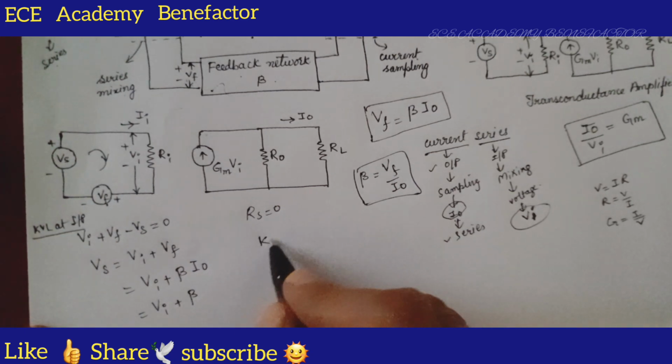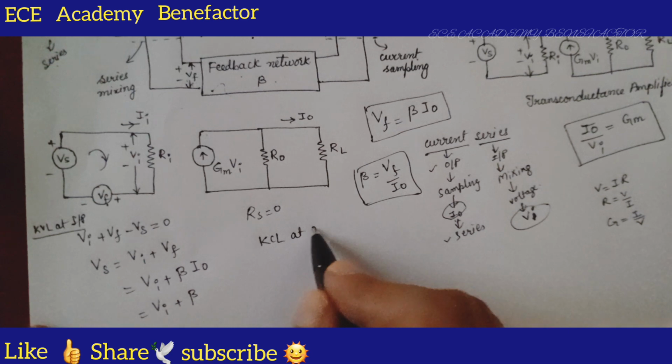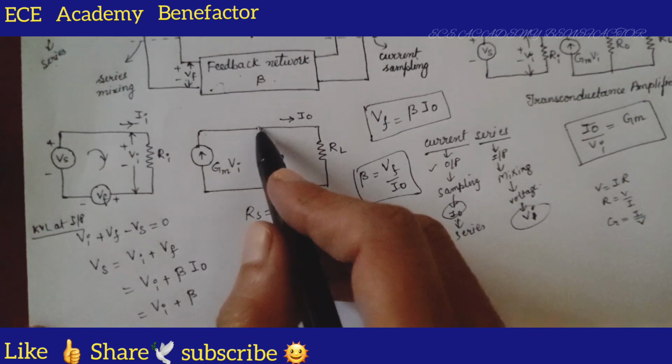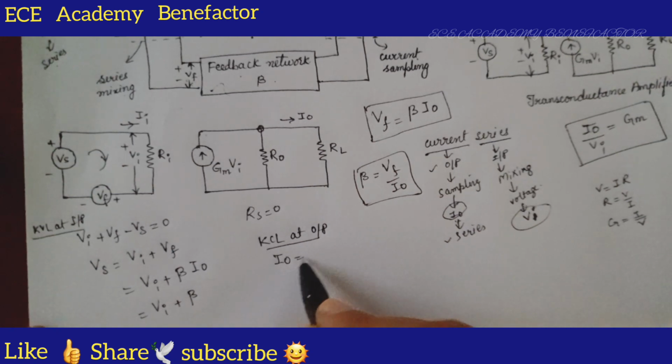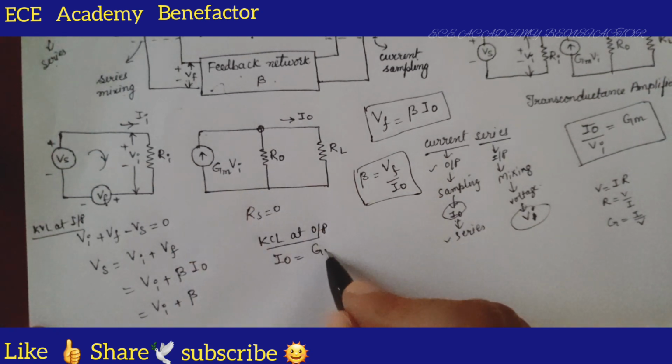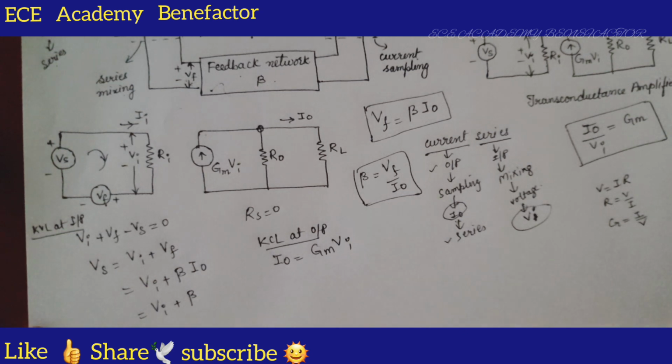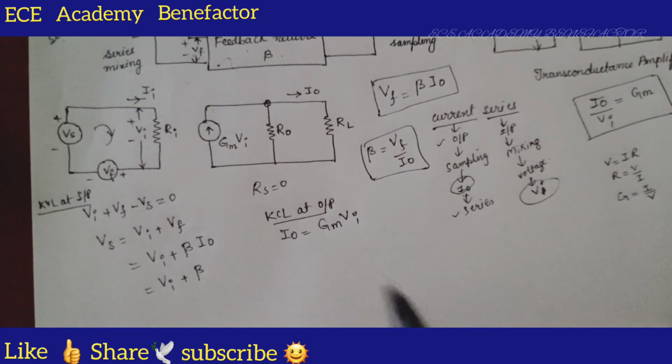Now what is KCL at output? Current entering is equal to current leaving. What is the current leaving? I0. What is the current entering? GMVI. Okay, so I0 is GMVI.